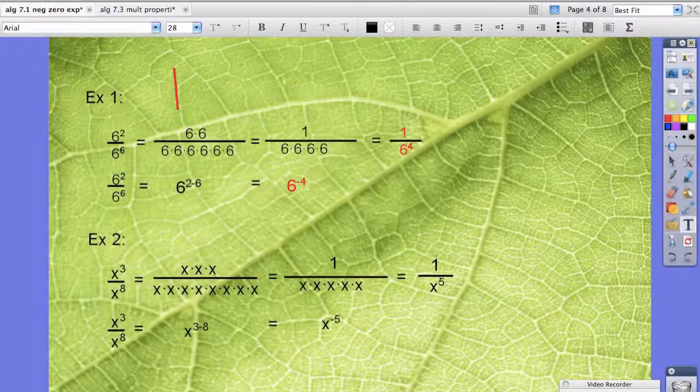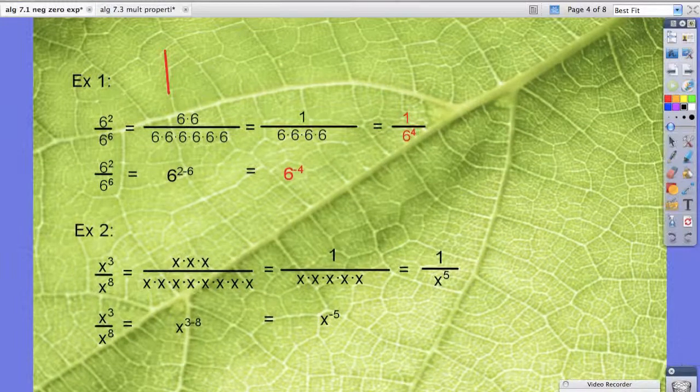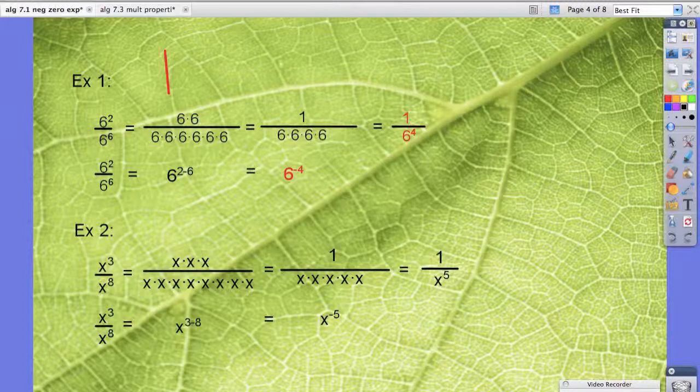So let's try a couple of quick practice problems on negative exponents. To start, we have 6 squared divided by 6 to the 6th power. Now if we expand this, we get 6 times 6 divided by 6 times 6 times 6 times 6 times 6 times 6. Now what will happen is, if we do this right, we can actually cancel these things out. So what we're left with here is 1 divided by 6 to the 4th power.